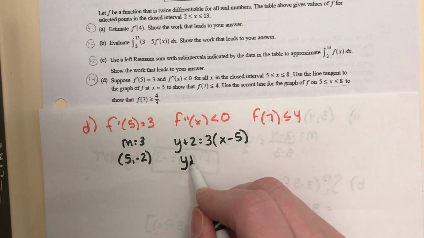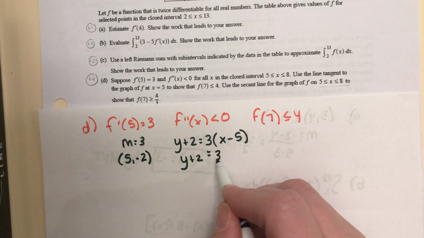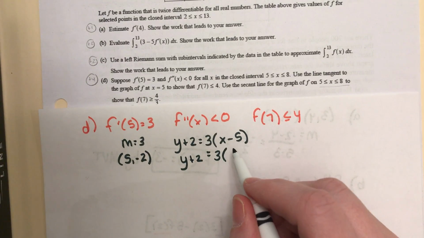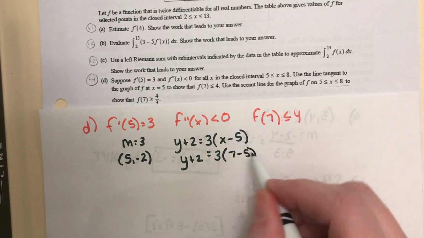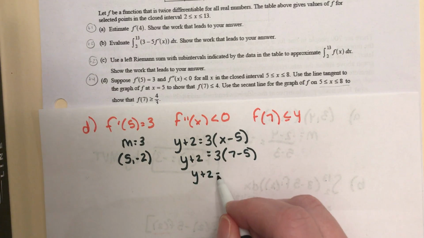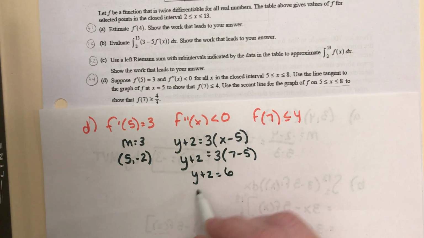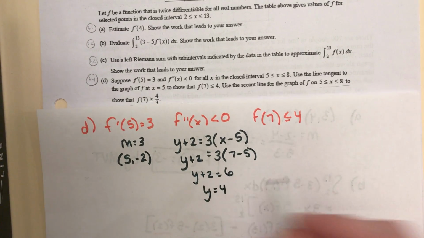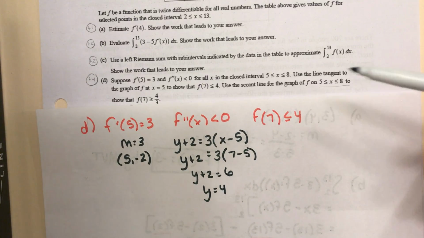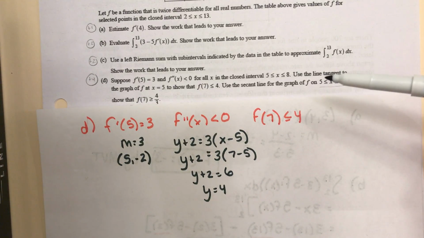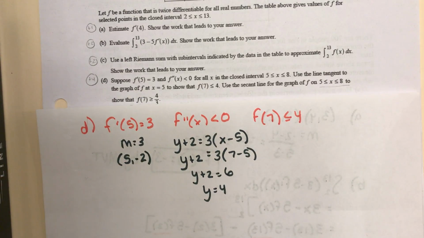So I'm going to plug in 7 for x. That gives me 2 times 3, which is 6. y would equal 4. So the question says, show that f of 7 is less than or equal to 4.